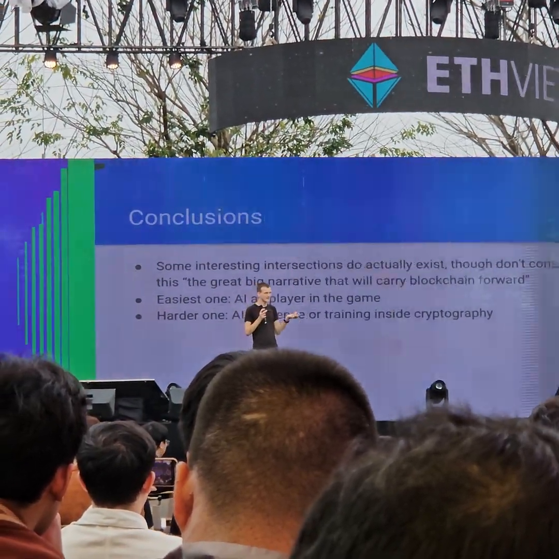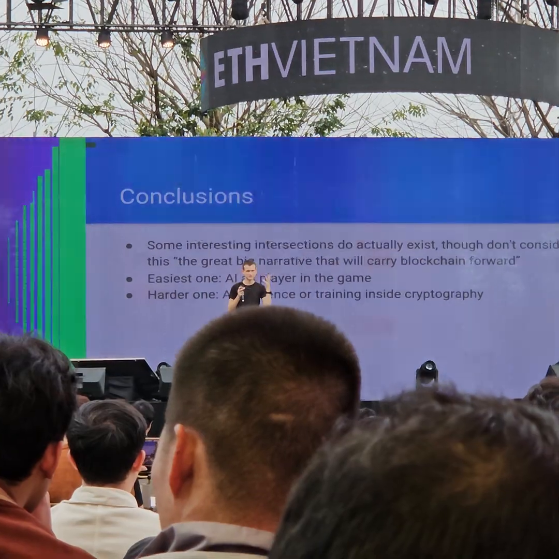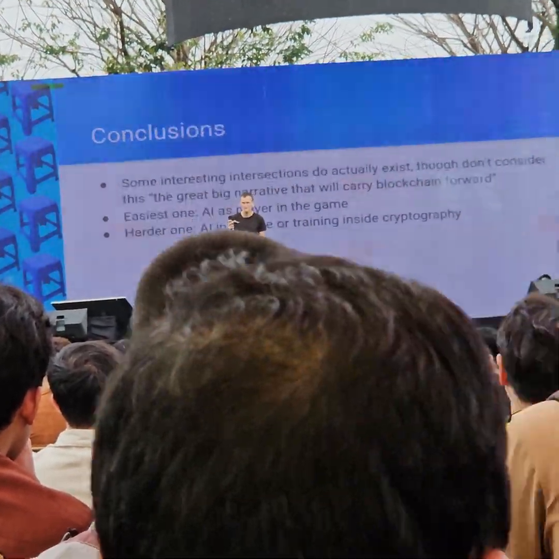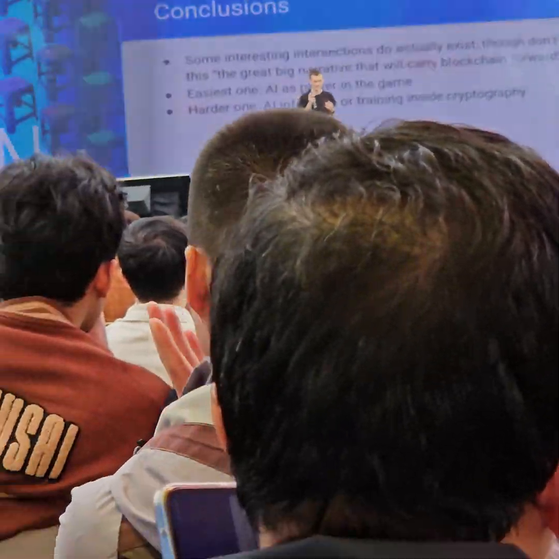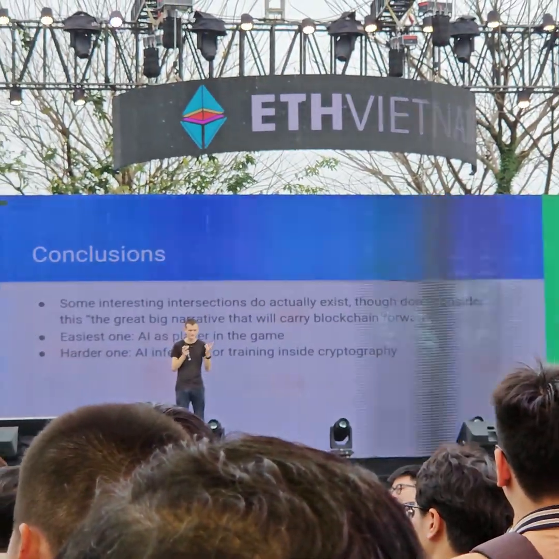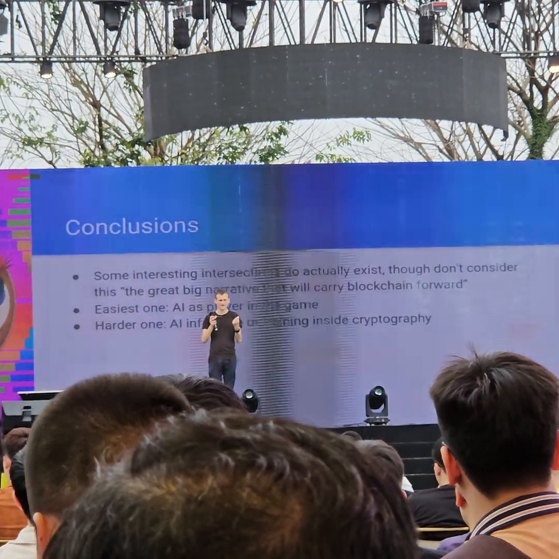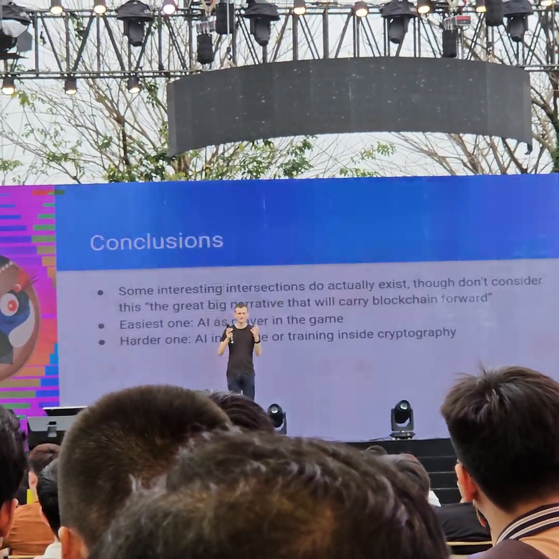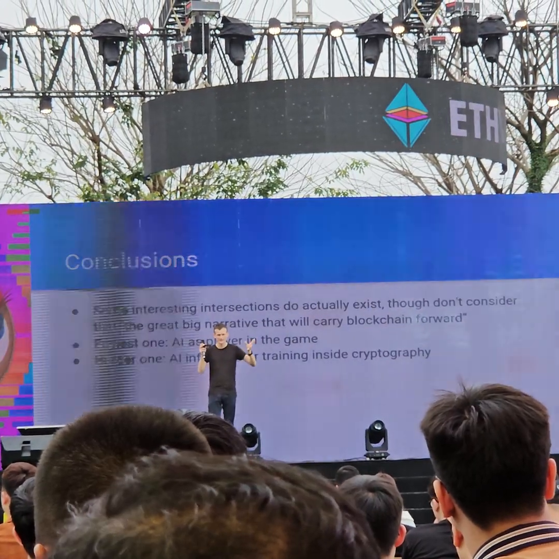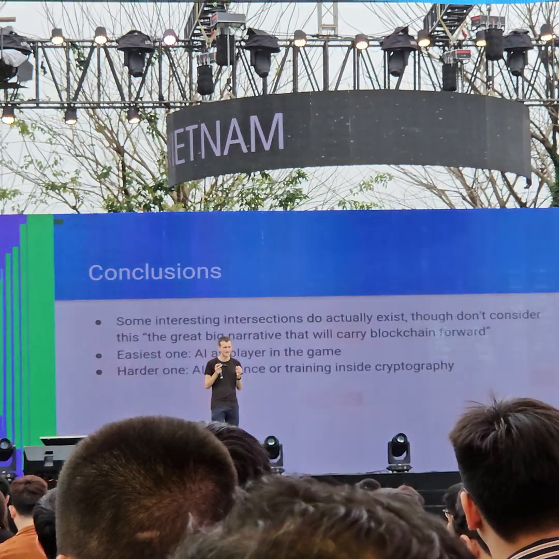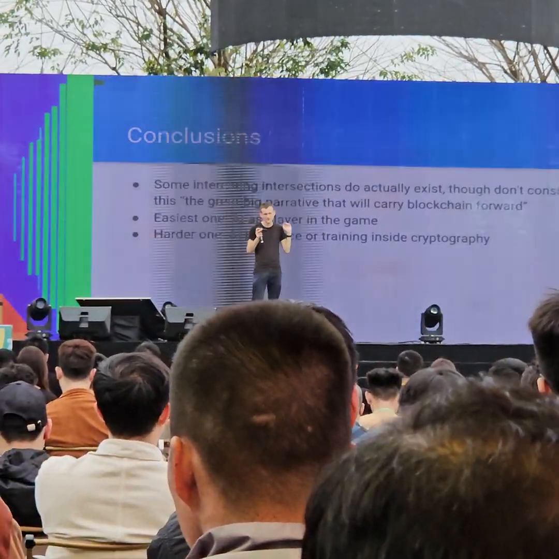I think, so some just general conclusions about this, right? So first of all, I think intersections of blockchains and AI are real. They are important, but at the same time, I think it's also important to remember that there is a lot of challenges, and you probably should not try to consider this as the narrative that will carry the entire space forward, right? There's lots of other things.